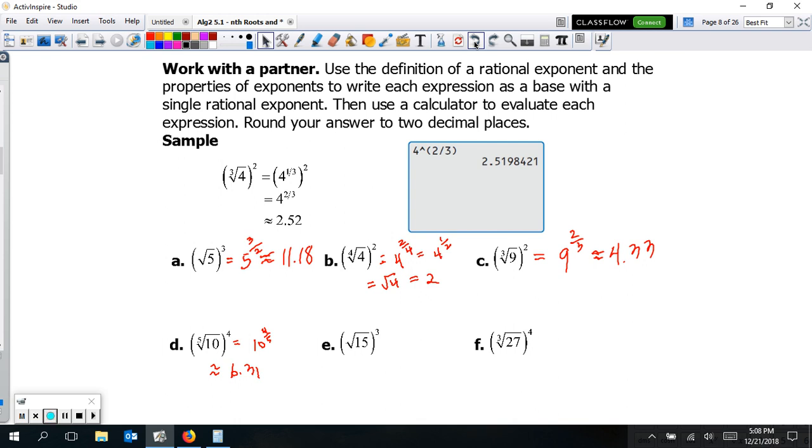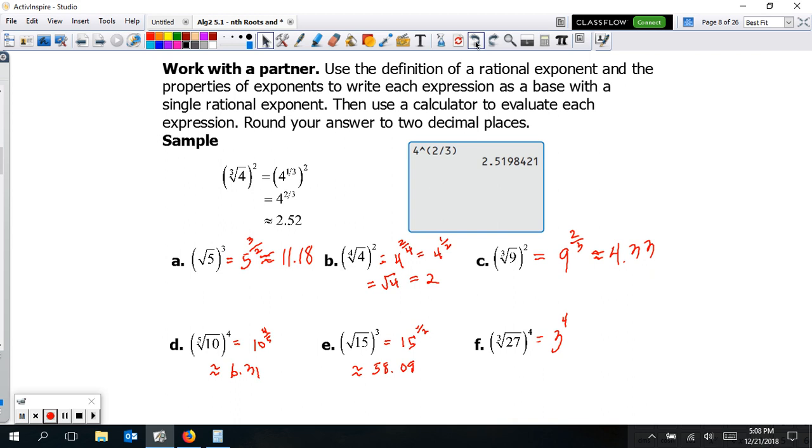E, what's going to be 15 to a 3 over 2 power. There's my 3 got messed up there. It's a 3 over 2 power. Not sure what happened to my 3. Maybe it'll show up here, but do that on the calculator. It's approximately 58.09. And then F there, it's going to be 27.